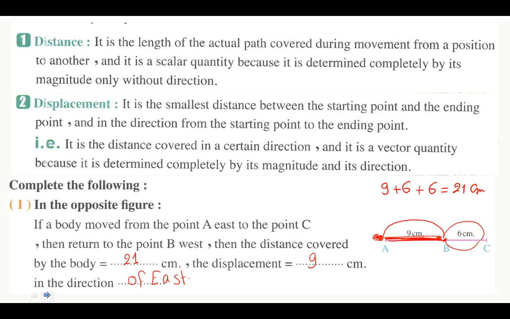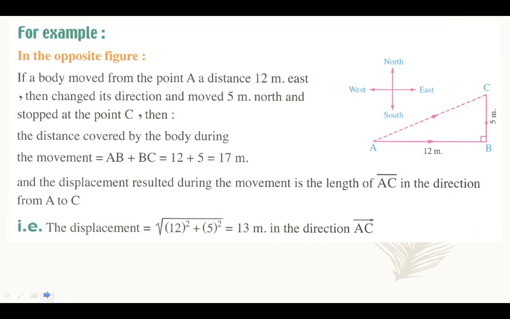Okay, let's go to another example. A body moved from the point A a distance of 12 meters to the east, then changed its direction and moved 5 meters to the north, and stopped at the point C.